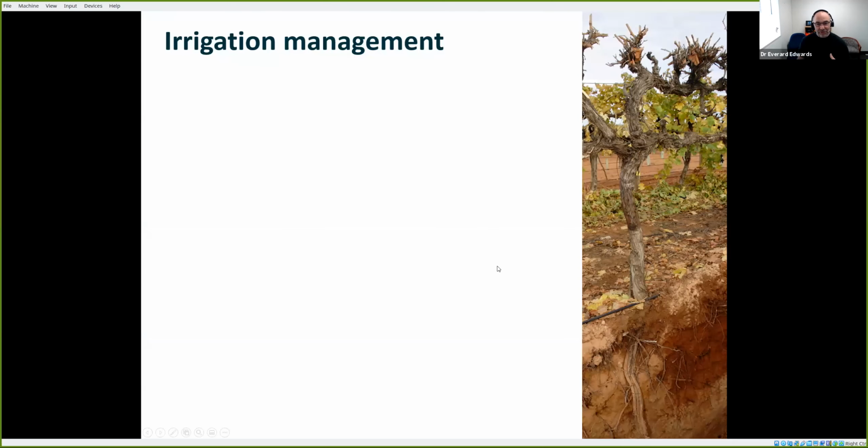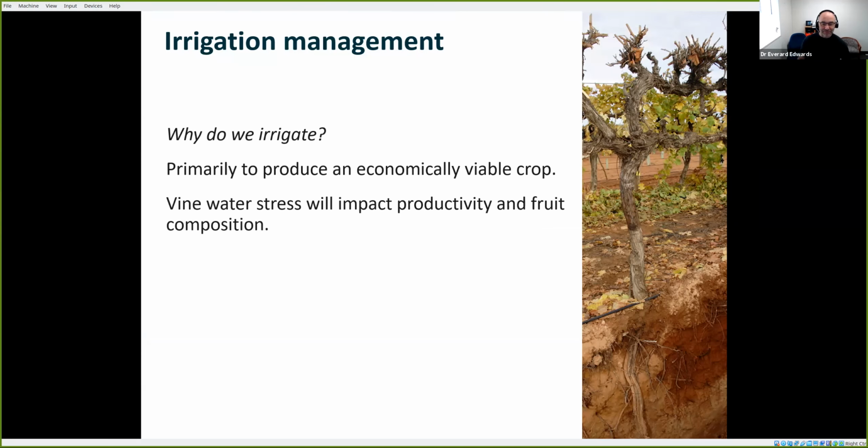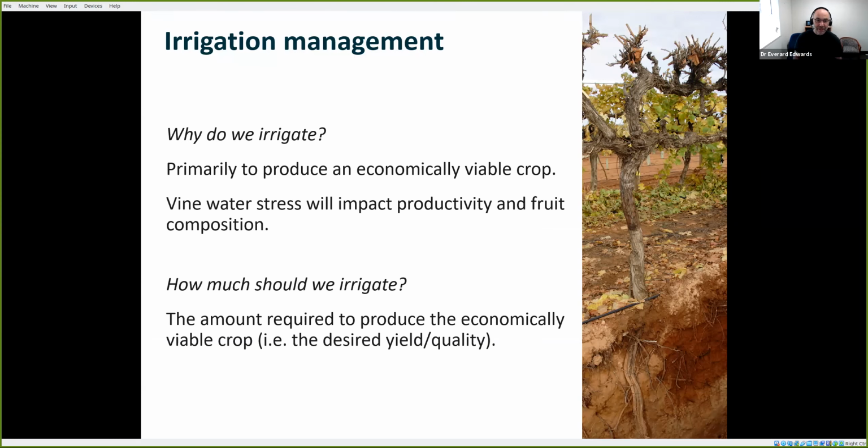As I'm not a commercial grower, I always think it's useful to remind myself why we're actually irrigating the vines. Primarily it's so that we get an economically viable crop. If we don't irrigate, it's because we're growing vines in areas where they'll be under water stress, which may impact the productivity and affect the fruit composition and thus its value.